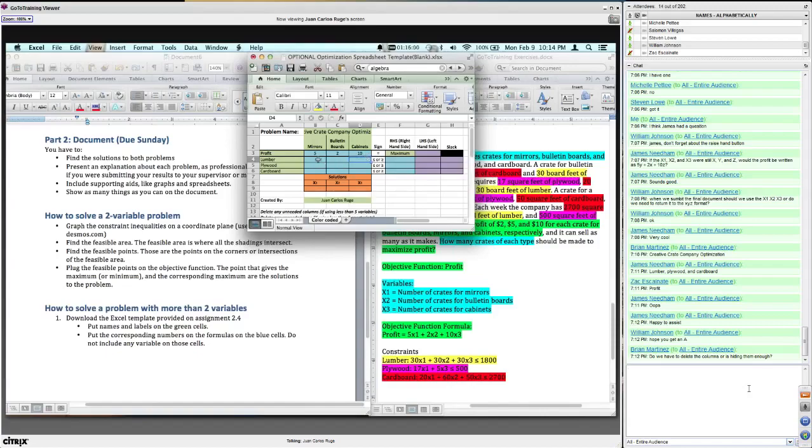Then the numbers for each one of the constraints. So 30, 30, 30, and then this is going to be, what is this? I don't remember. Oh, 1800. Oh, this is less than or equal to. Now, plywood, we have the formula 17, 0. Be careful because we're not using x2, so we have to use 0. And then 5. And this is less than 500. And then finally, for cardboard, we have 20, 60, 50. And then this is 2700. Okay, so those were the blue cells.